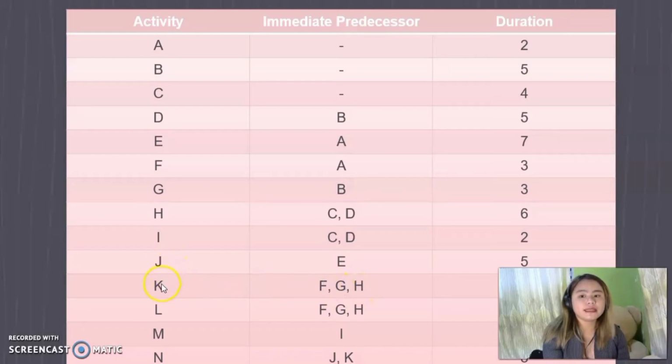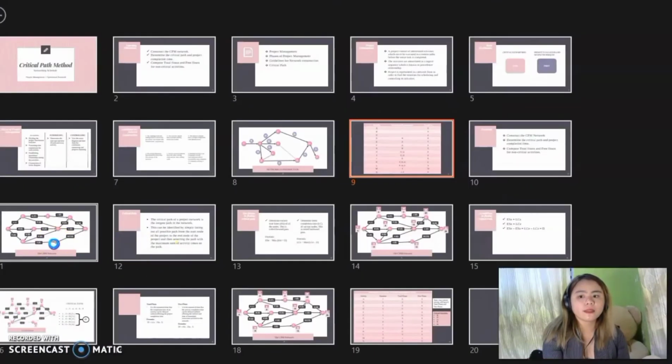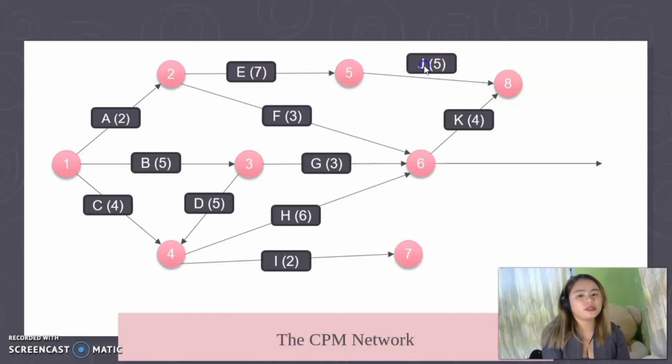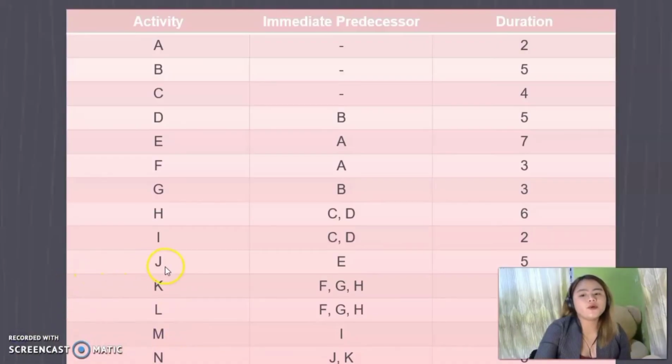And also J and K, take note that they end in the same place. Therefore, we're going to start activity K here, from F, G, and H in node number 6, and it ends together with J in the same place. So J and K both end in the same node, node number 8. So far, we are done with our activities from A to activity K.